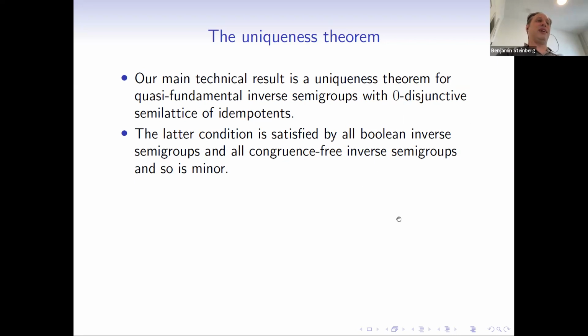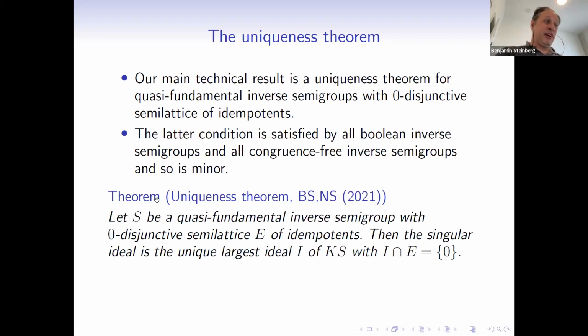Roughly what it means is that you can kind of use tight filters or ultrafilters to distinguish idempotents. Zero disjunctive semilattice means you have enough ultrafilters to separate points from zero. That's kind of the idea. So the uniqueness theorem we proved, and this is our main technical result, is that if S is this quasi-fundamental inverse semigroup with this weird but minor condition on its idempotents, then the singular ideal is the largest ideal which does not contain any non-zero idempotents.